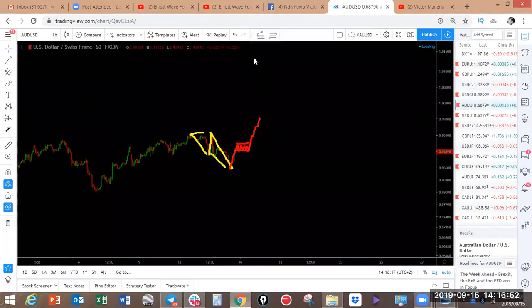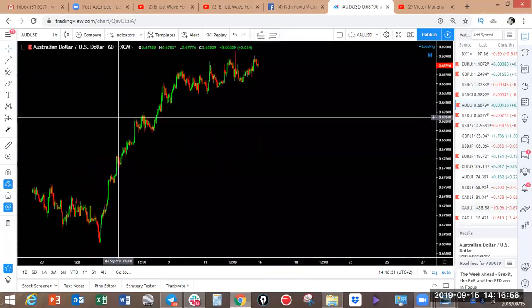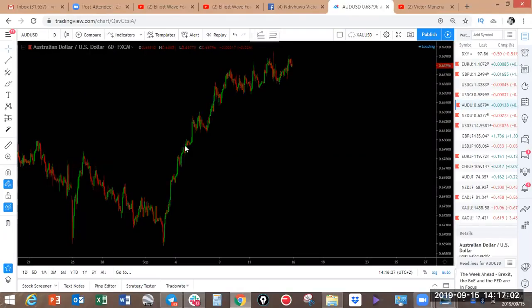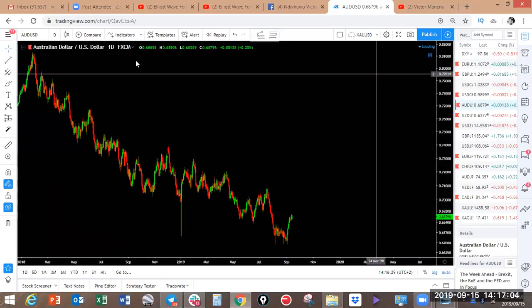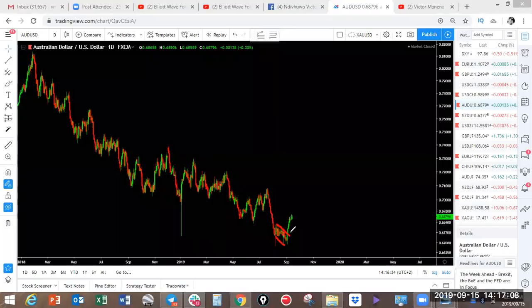AUDJPY, I've shown this a couple of weeks back now, that we are looking for a big move to the upside. I showed this weekly chart. I must have shown it in August, beginning of August, that we're looking for this one to push higher. Even when it was coming here, we said this was going to push higher. I showed you a comparison between this and US dollar JPY. Now, what are we looking for? We're looking for this to go and break the top there.